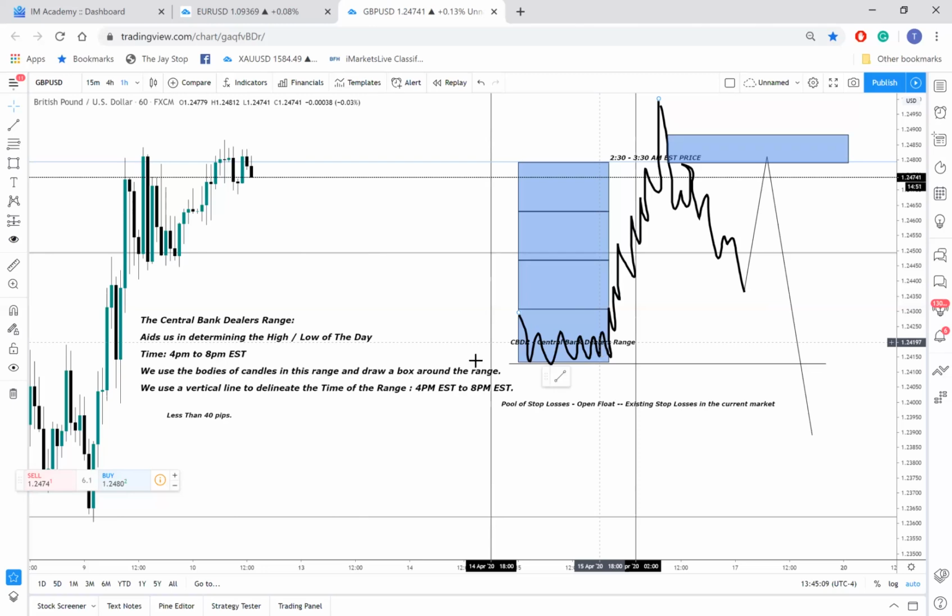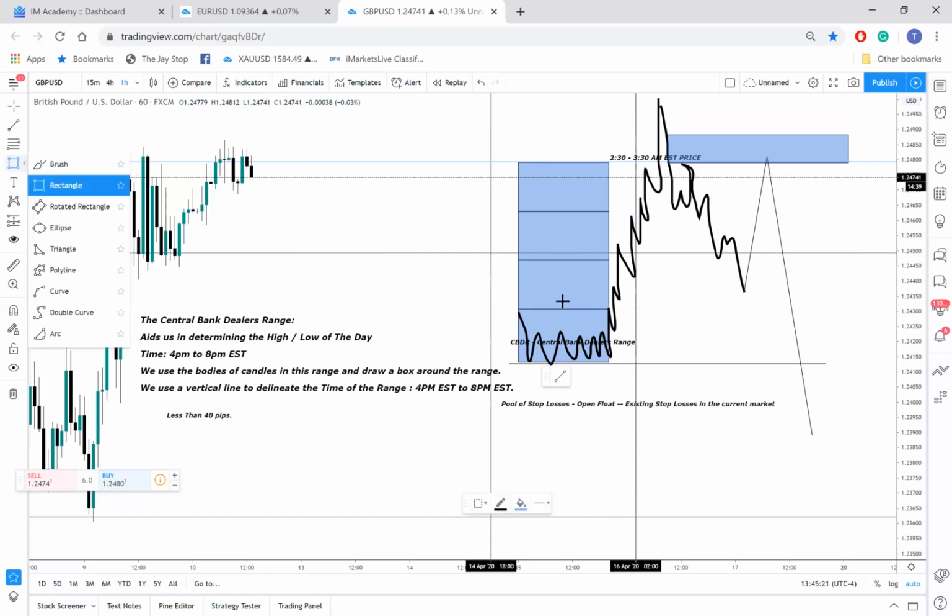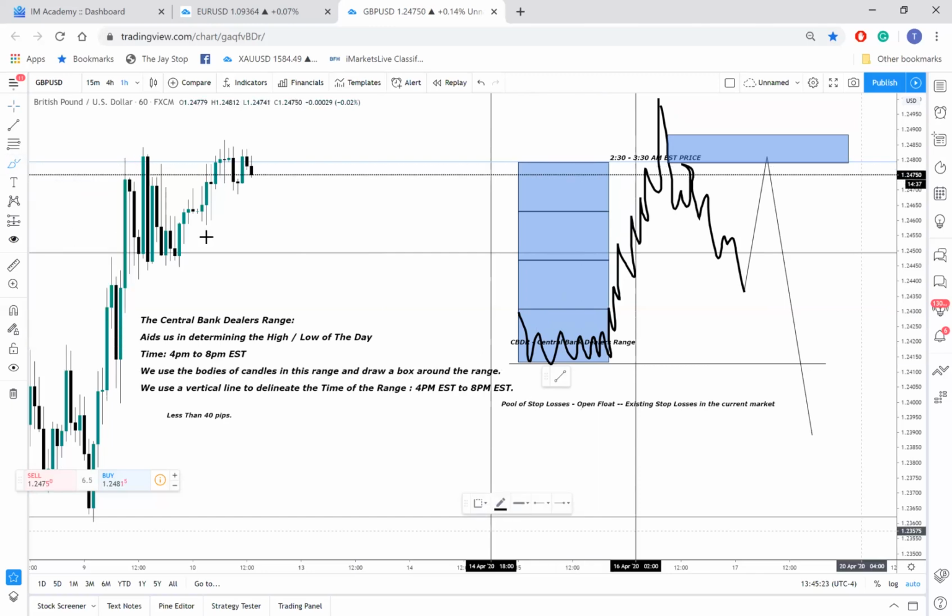Right, so you don't want this range from 4 p.m. to 8 p.m. to exceed 40 pips. And you don't want it to be in a trending type of situation where it's dropping down aggressively, right? That's not an algorithmic principle that we would use.